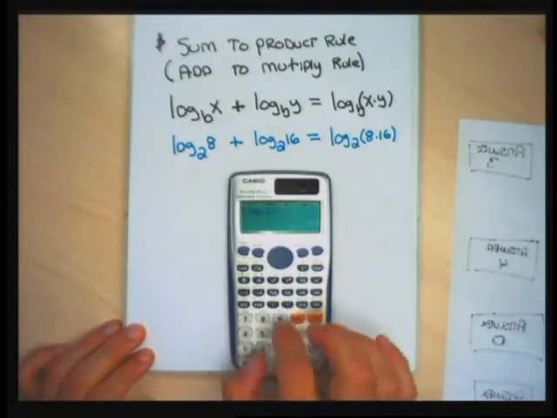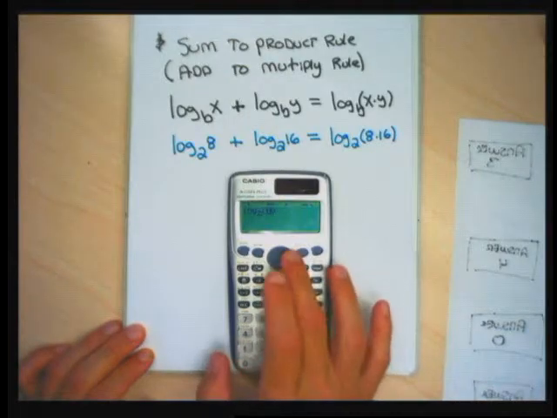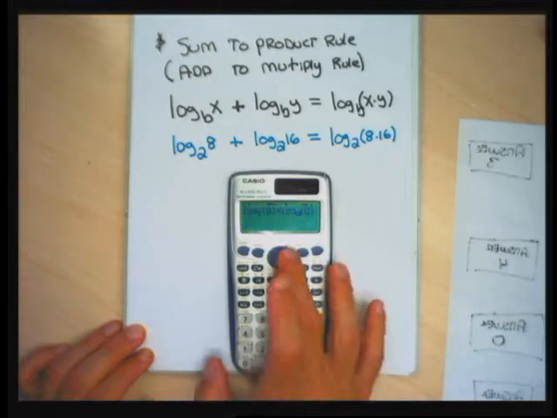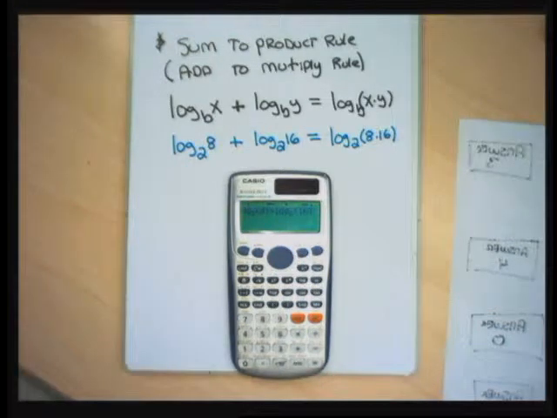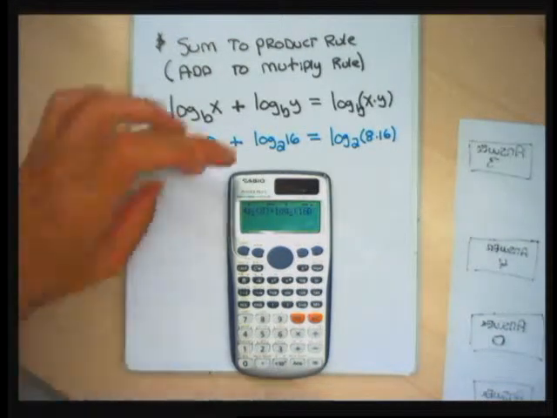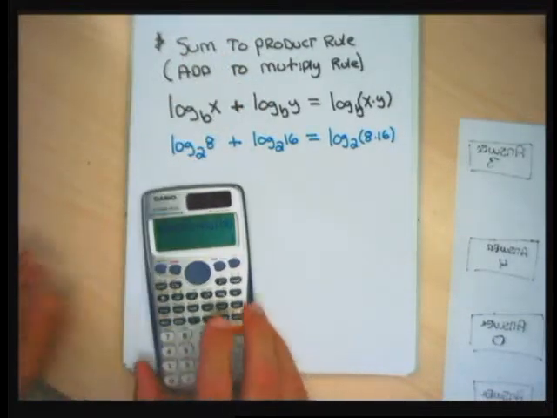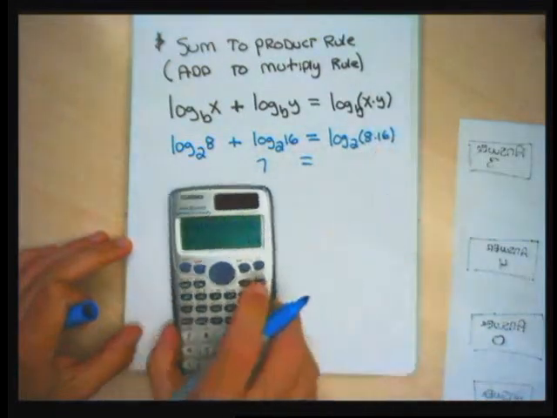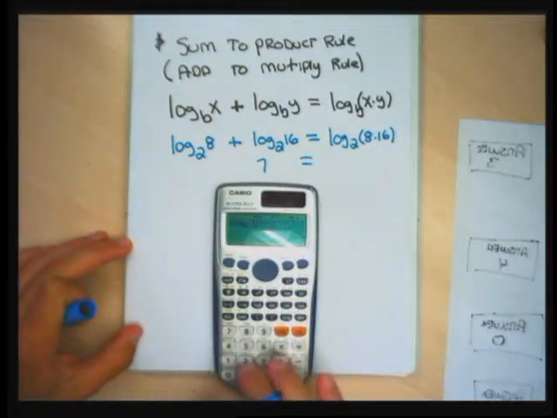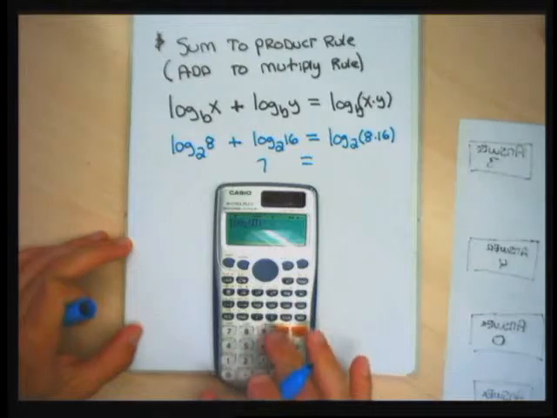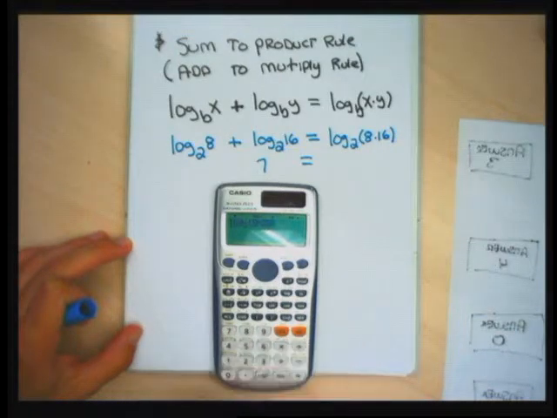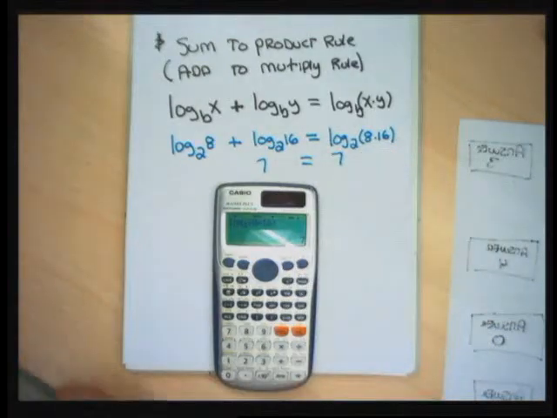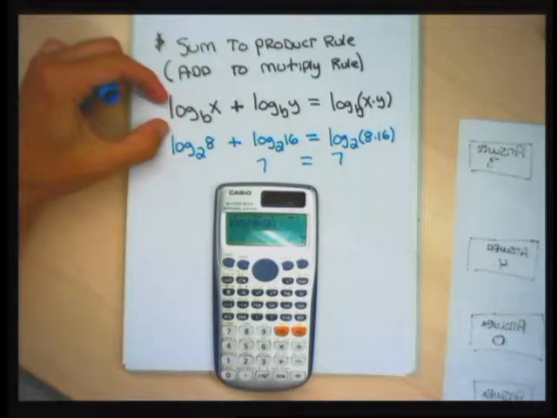So I'm going to do the log base 2 of 8 plus the log base 2 of 16. That's simplifying the left side of this equation on my calculator. And this reduces to 7. Now let me do the right side. The right side says the log base 2 of 8 times 16, which is also 7. So this is an example of how the statement works.